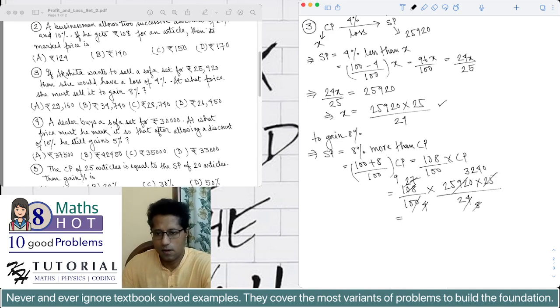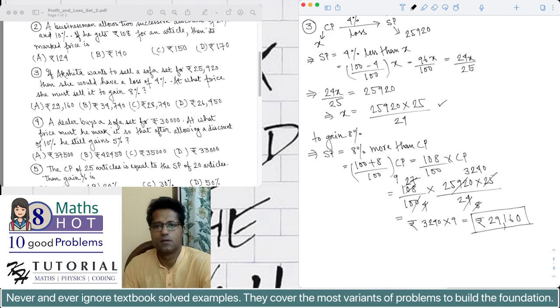So the selling price should be 3240 multiplied by 9, which is equal to 29160. 29160 should be the selling price. So the answer is choice A.